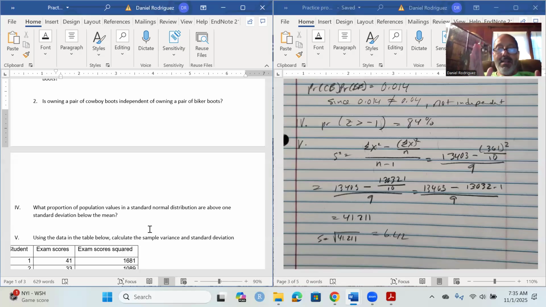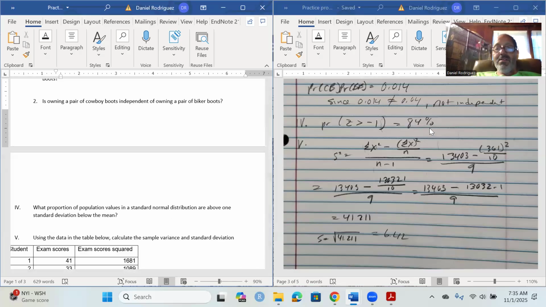All right, okay. One standard deviation below the mean. By the empirical rule, 68% of all values are between plus or minus one standard deviation of the mean. So from 0 to 1 standard deviation below the mean is half of that, right? Half of 68 is 34%. So you can do two things. You can add that 34% to 50%, the proportion that's above the mean, and you get 84%, right?